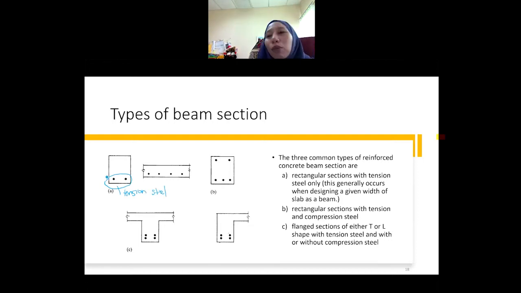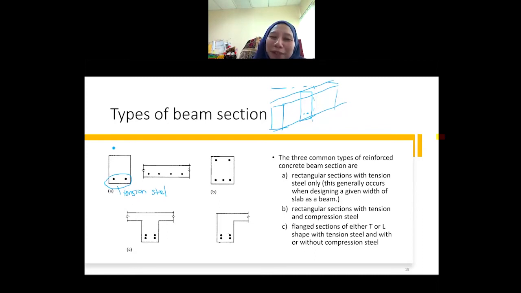Apa ni? Kotak. Bukan. Ini cross section. Okay. You ada beam like this one. You ada beam like this. Okay. Beam you macam ni kan. Panjang macam ni kan. Right. You cut it. So dia akan adalah section macam ni. Dekat dalam. So itulah rupa dia. Okay. You cut the beam. Then this is what inside lah. The cross section. Dua ni tension steel. Kotak ni concrete. Okay. Alright.